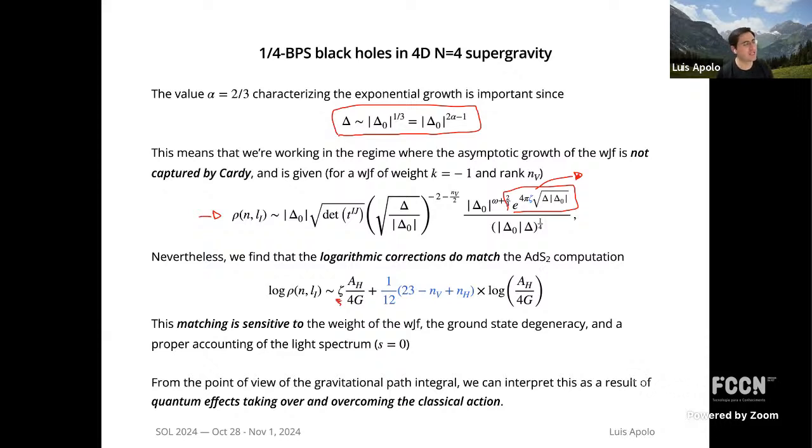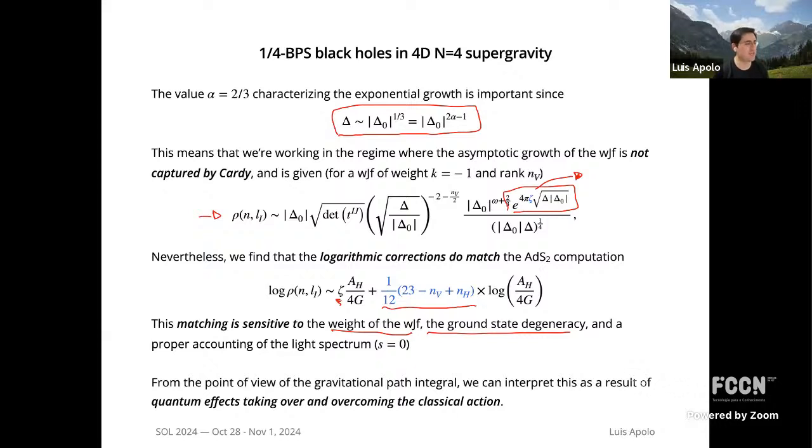But interestingly, after you take into account all of the complications of this example, you find that the log corrections exactly match what has been computed before in the context of AdS2. Okay, and this matching is sensitive to the weight of the weak Jacobi form. So this is an example where the weak Jacobi form has a weight. It depends on the ground state degeneracy and a proper accounting of the light spectrum, which, as I mentioned, has some subtleties, but I don't have time to discuss.